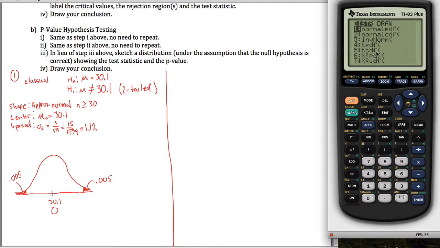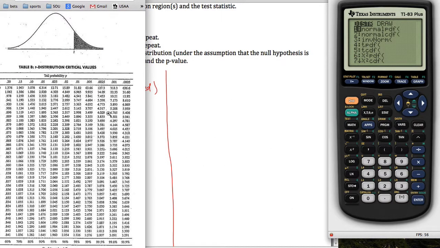But I don't have that on this calculator. This is an older version. So there's a few different options. You could program it, as there's a video on my website showing you how to do so. Or you could go back to your tables. If we go to our tables here, our z table, it's a little bit hard to see. But this row right here is when you have 0.005 probability in that tail.